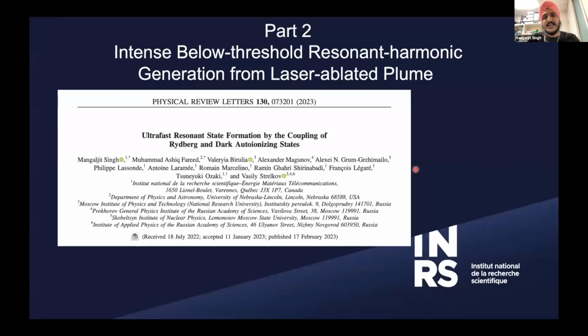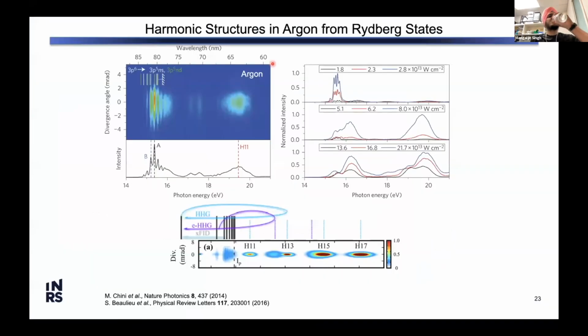Now in the second part of my presentation, I'll talk about our recent experiments where we demonstrated a new kind of resonance that was observed just below the ionization threshold of different ionic species participating in the harmonic generation process.